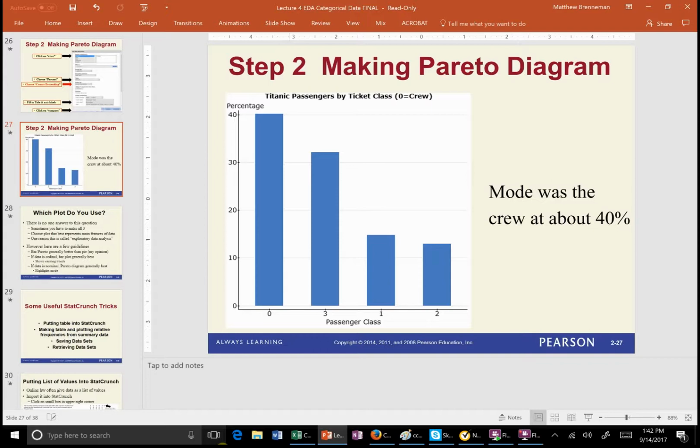That I would consider a lot of variation. So variation for categorical variables is when the bars have very different heights. And I would say there's definitely a lot of variation there. No variation means everyone's about the same. The counts, the percentages are about the same.